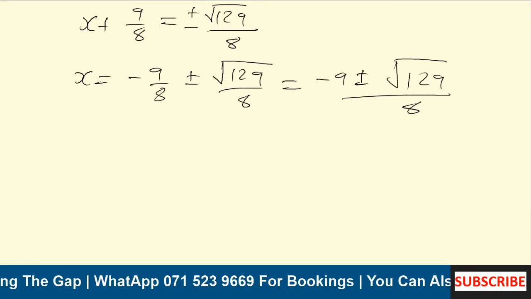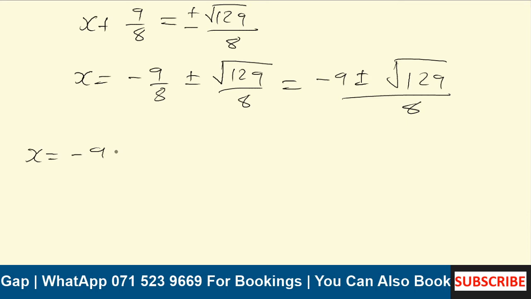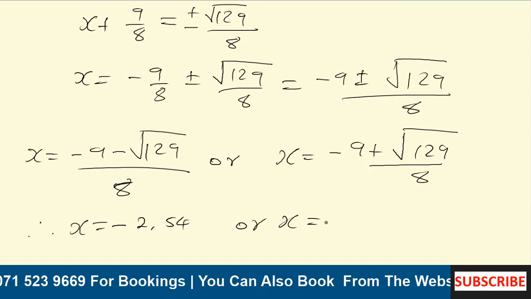Okay, now we're going to separate these two with respect to the plus or minus signs there. The first one is going to be minus 9 minus square root of 129 over 8, and then the next one is going to be minus 9 plus square root of 129 over 8. Therefore, when you punch this in your calculator, it should give you x equals negative 2.54, or x should be positive 0.29.